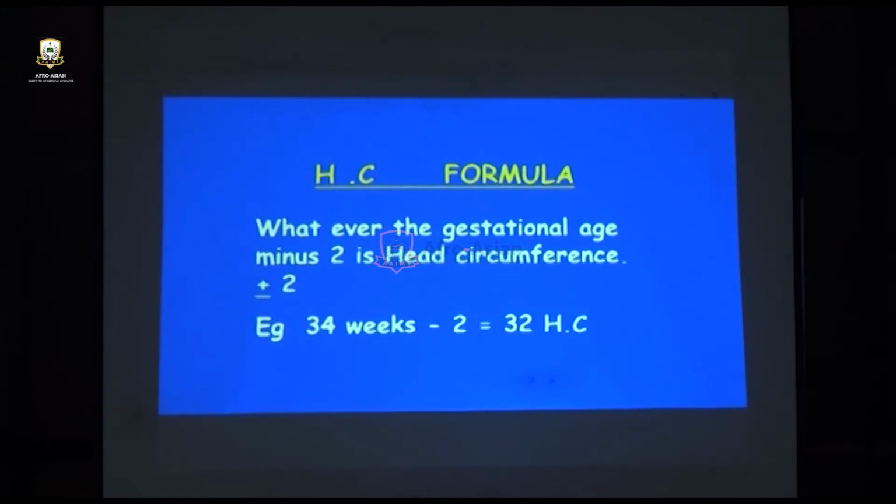Whatever the gestational age minus 2 is the head circumference, and remember, Dr. Khalid said, if you want to smile at the mirror, you will see your own smile. Well, everything is based on reflection.